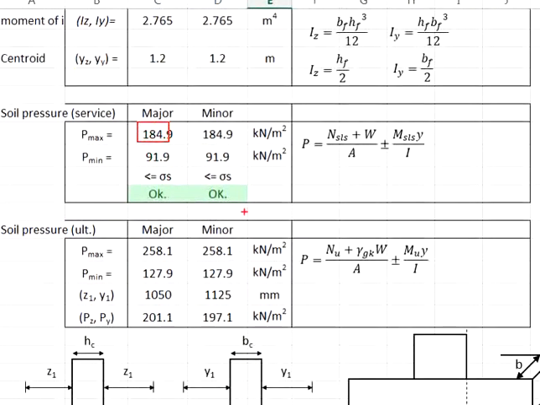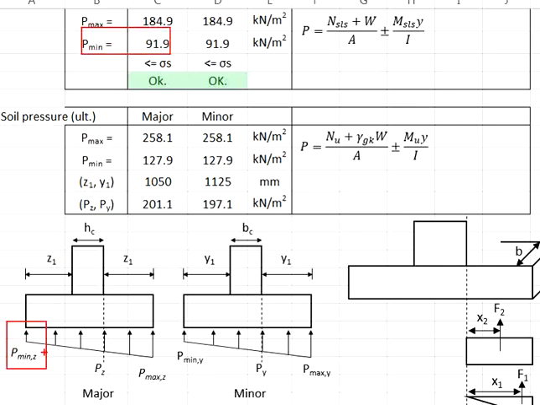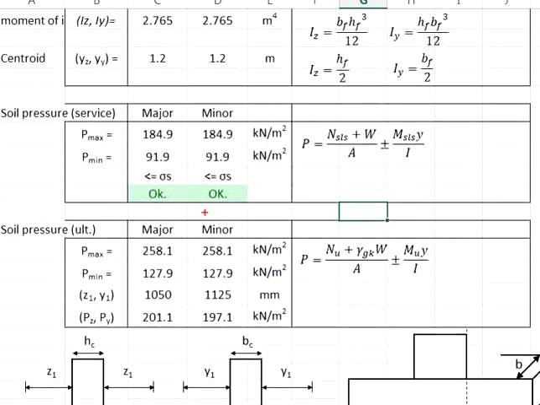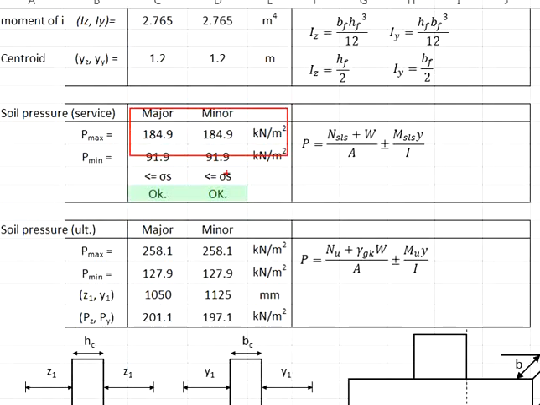P max represents the larger soil pressure due to the moment acting onto the pad footing. And then P min represents the smaller soil pressure due to the uplifting effect as a result of the moment. You may look into the soil pressure and check against the soil bearing capacity, which in this case is 200 kN per meter square. The soil pressure here is less than the soil bearing capacity.